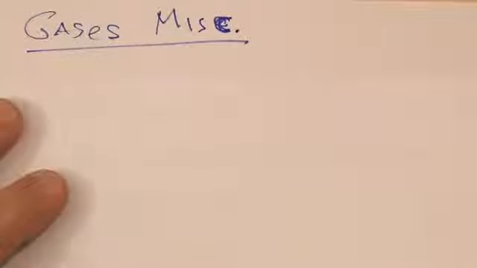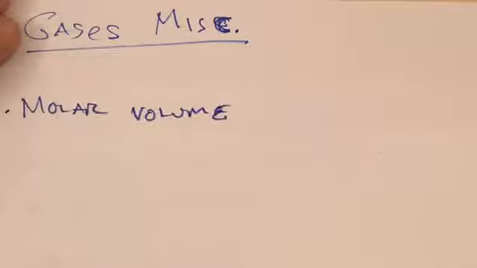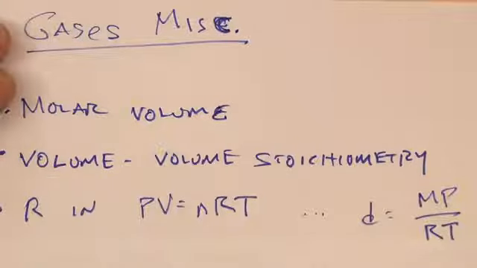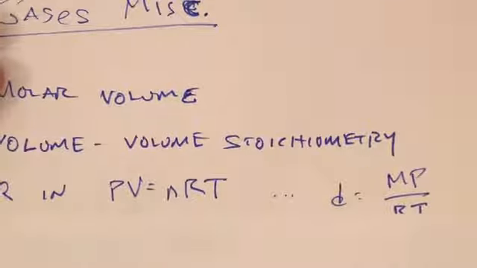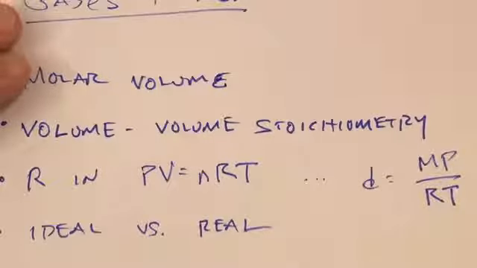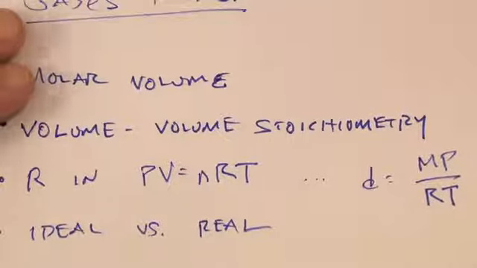In this video cast, we'll take a look at some miscellaneous concepts dealing with gases. We'll look at molar volume, volume stoichiometry, how we get R that we use in PV equals nRT and what R is, where we get the density equation for gases, and lastly, some differences between ideal and real gases.